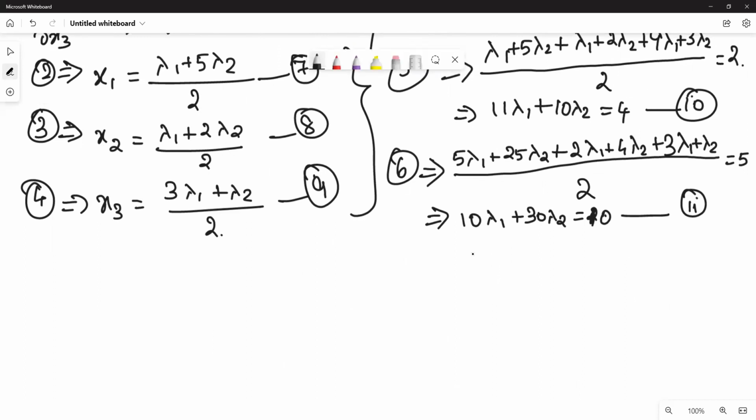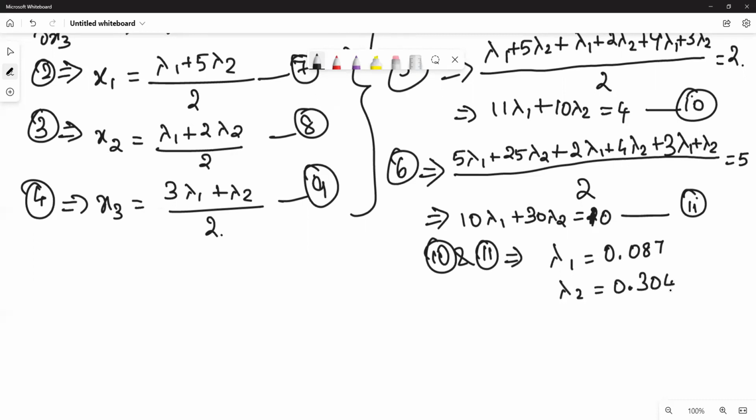So I'll get it as solving 10 and 11 gives me lambda 1 is equal to 0.087, lambda 2 is equal to 0.304. When you solve the system of equations using a calculator, the general format is A1 lambda 1 plus B1 lambda 2 is equal to C1, A2 lambda 1 plus B2 lambda 2 is equal to C2.